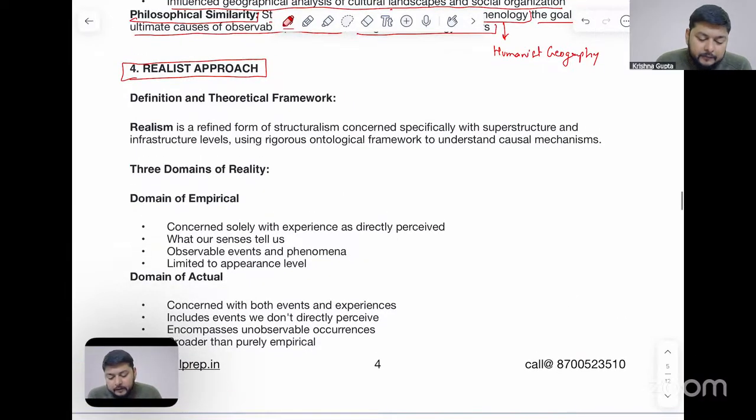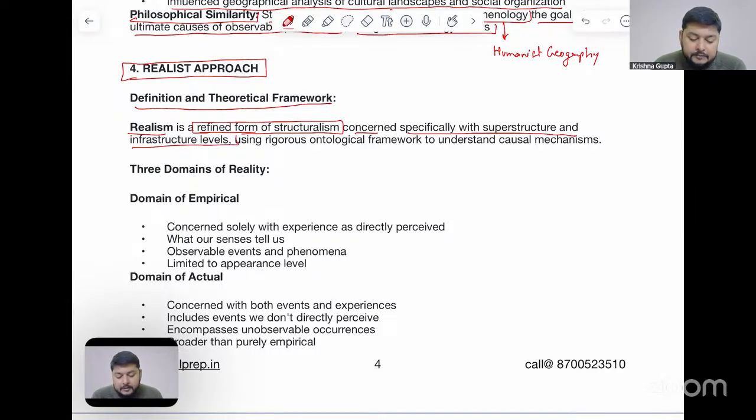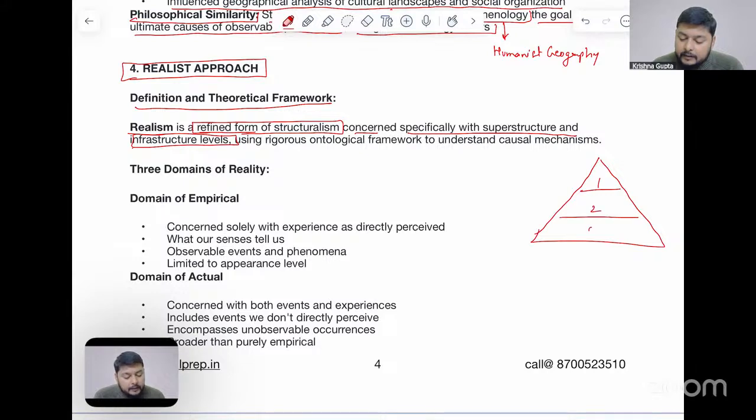Now, the definition and the theoretical framework. Realism is referred to as a refined form of structuralism concerned specifically with superstructure and infrastructure. Here we can see that we have level 1, level 2, and level 3. So realism is only attached with the superstructure and the infrastructure. It is not associated with the deep structure. So this is realism. How does this work?